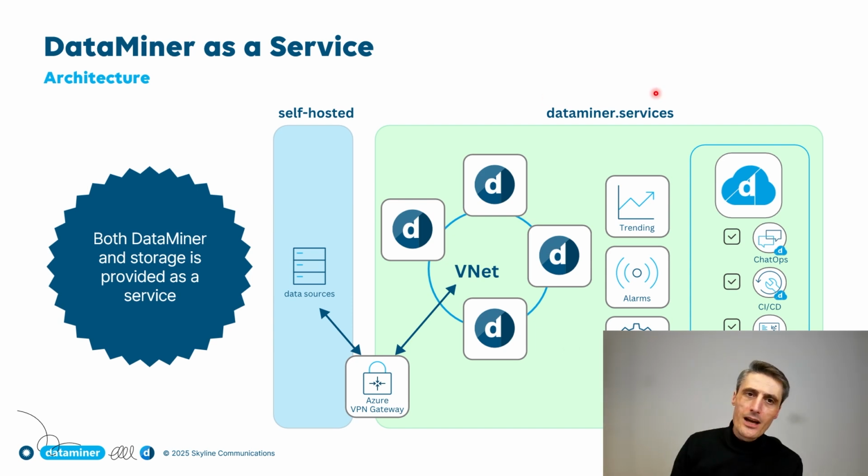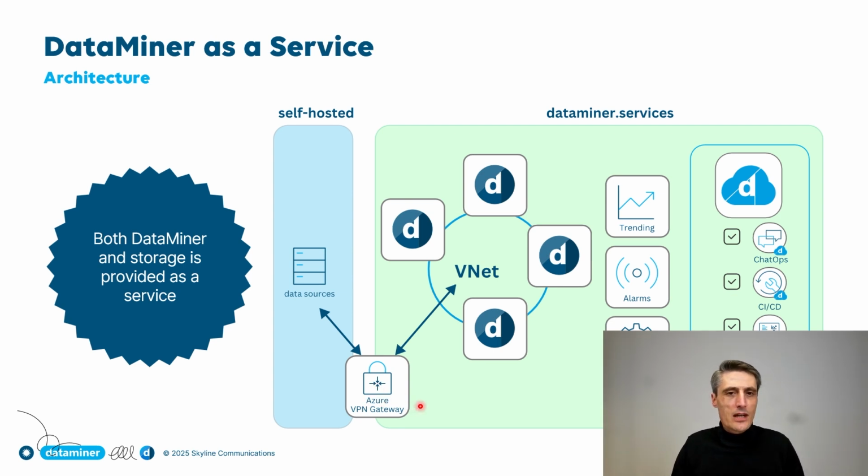But what if I have some data sources that are self-hosted, or let's say on-prem? For instance, here in the building, I have a couple of switches, and I want to add those switches to that DataMiner system. Well, those switches are not just on the internet, so I will need to make sure that that DataMiner system can access those switches. And I can do that by setting up a VPN, an Azure VPN gateway.